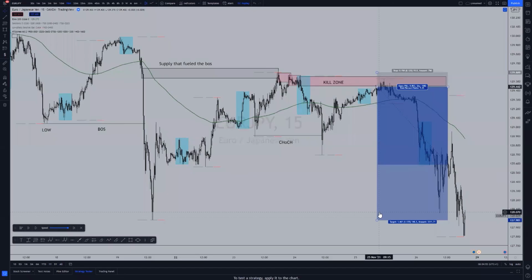So I want to believe that this actually explains the change of character and the supported base I said earlier in this video.